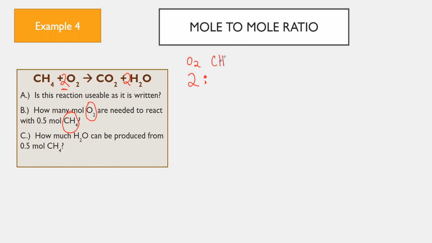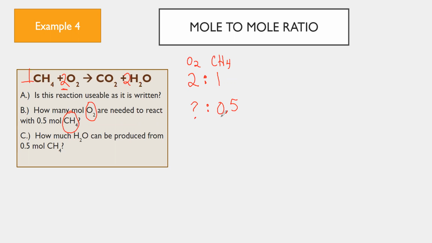So what is O2? We have 2 of those. And then CH4, there's no number in front of that, so that tells us there's a 1. So 2 oxygens to every 1 CH4. All right, so it says how many moles of oxygen. So we need to figure out when we have 0.5 moles of CH4. Well, take a look at it.